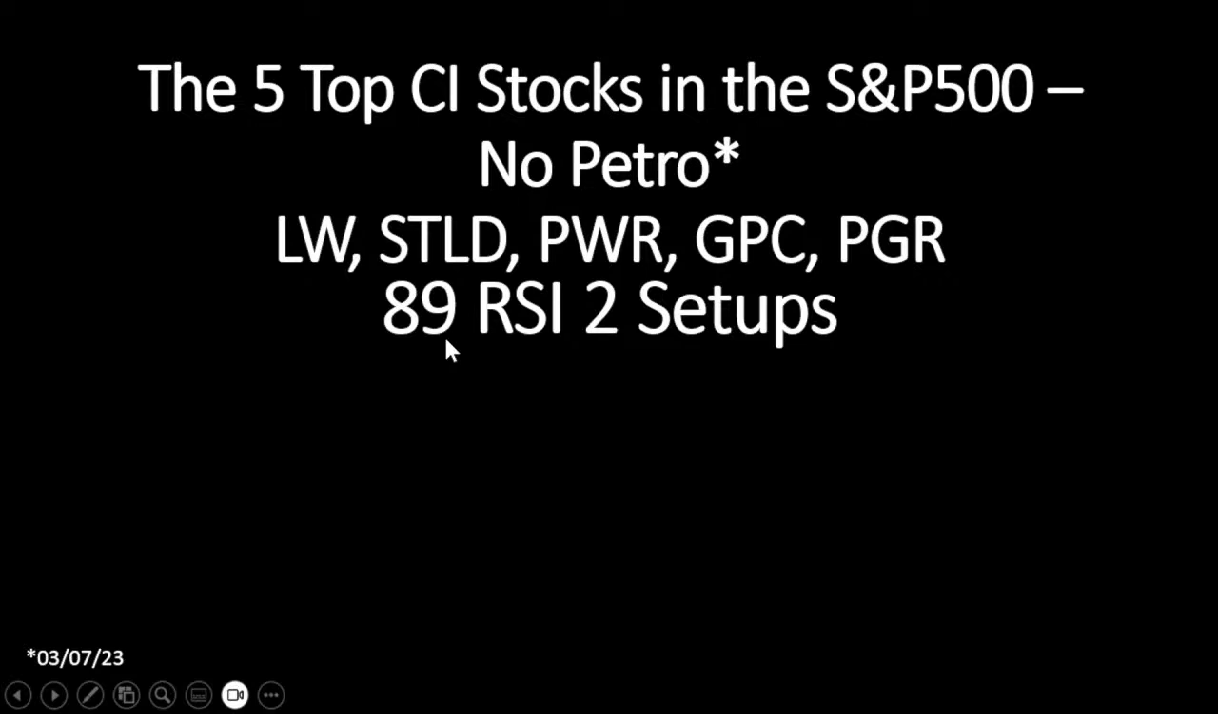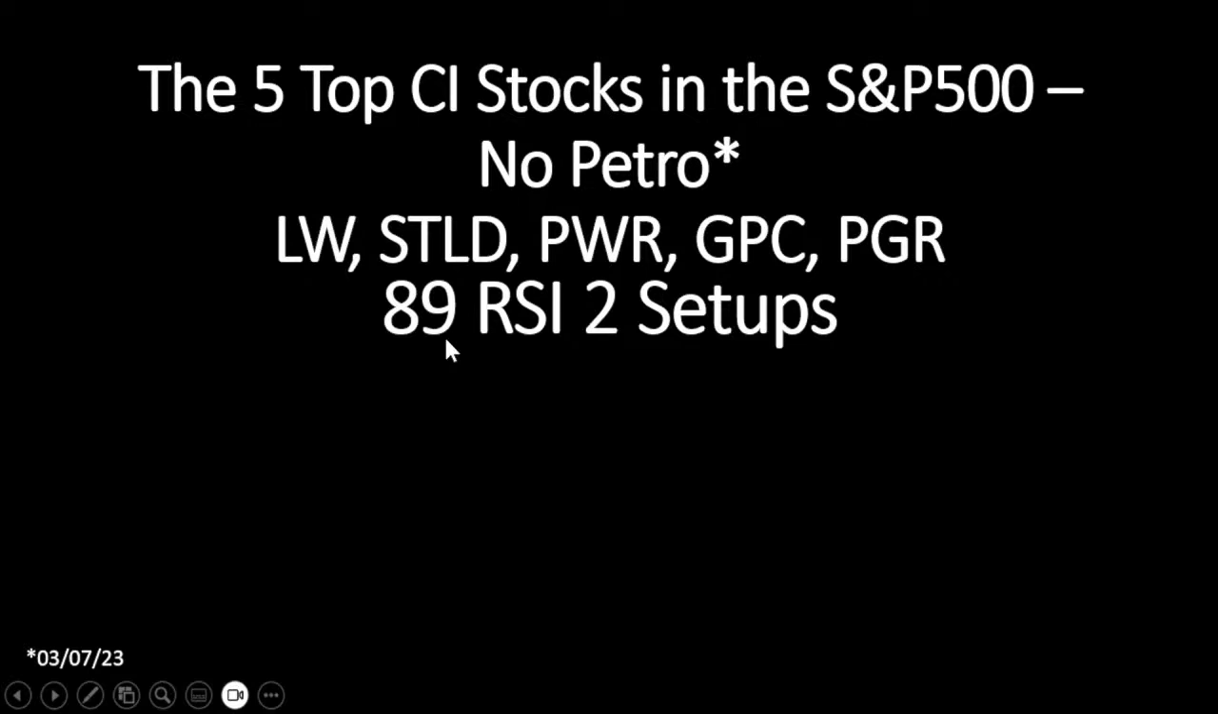CI is a VectorVest proprietary indicator, stands for Comfort Index. You guys heard of the Ulcer Index? It's the opposite. Ulcer Index rises the more a stock's price falls. The Comfort Index rises the more a stock's price rises. It's on a 0 to 2 scale. Above 1 is good, below 1 is bad.